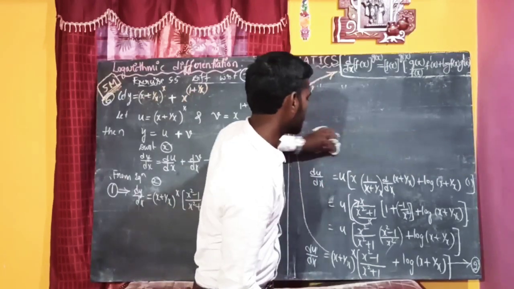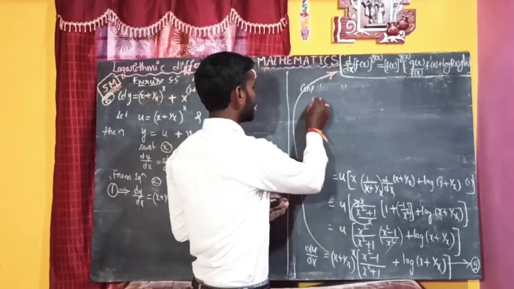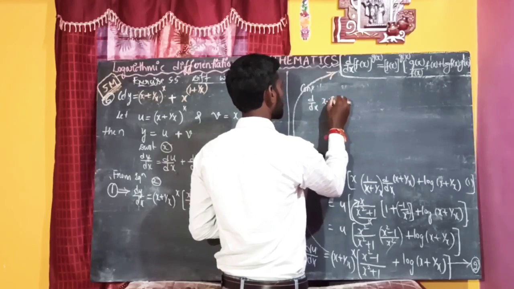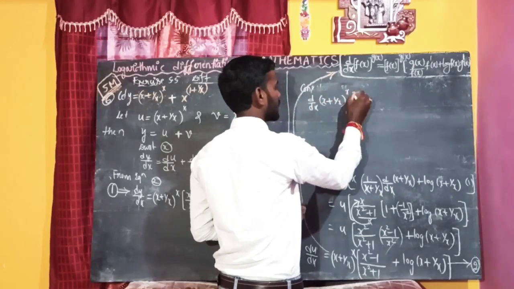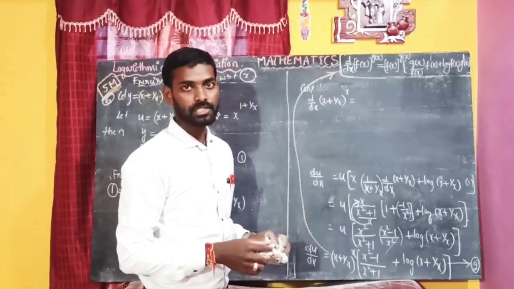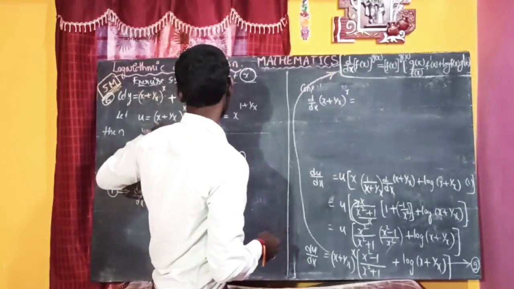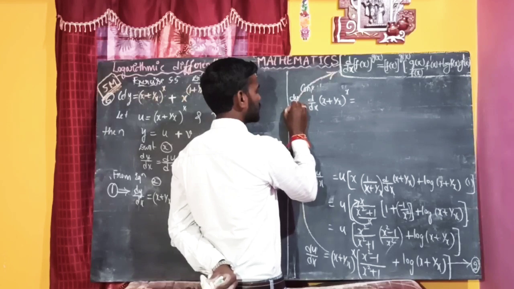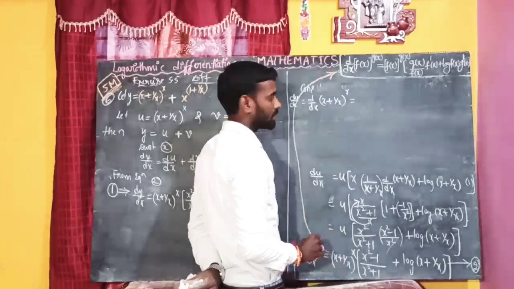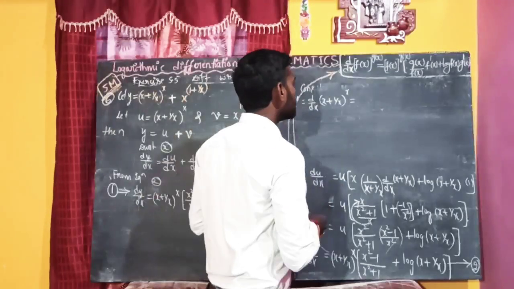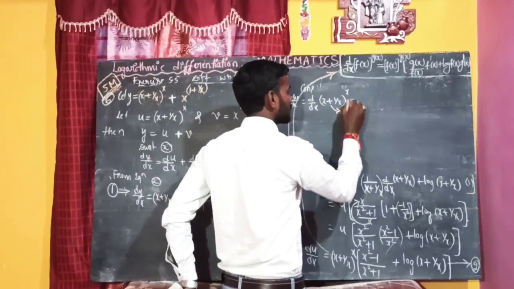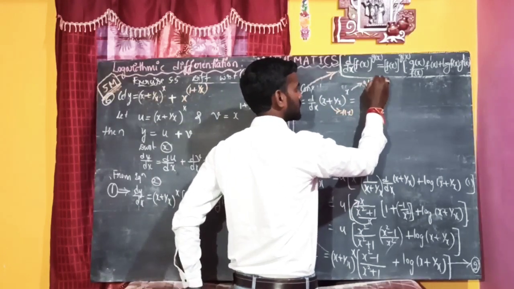Observe guys, d by dx of, here the function is what? X plus 1 by x all to the power of x, right? The function is x plus 1 by x all to the power of x. U here is equal to what? Du by dx is equal to x plus 1 by x all power x. Here f of x is this. This is f of x. X is g of x. This is g of x.